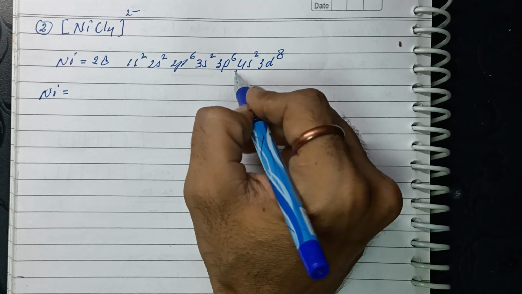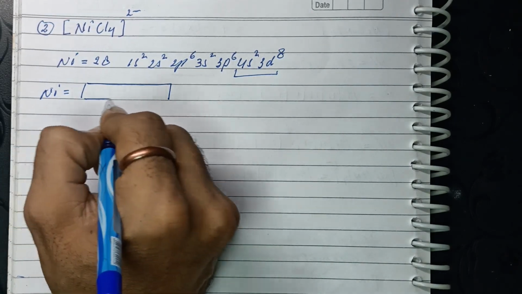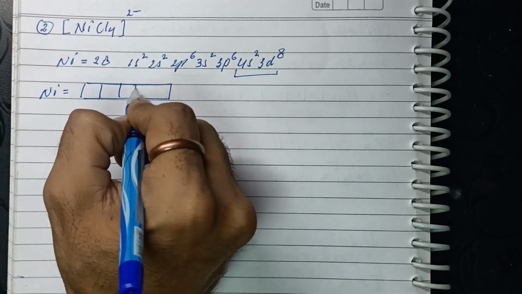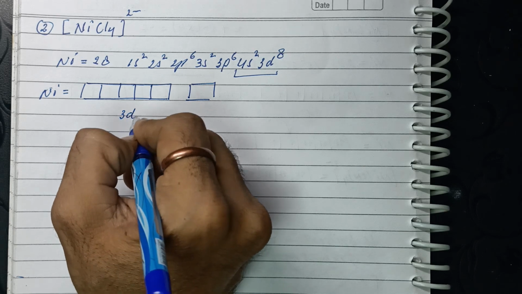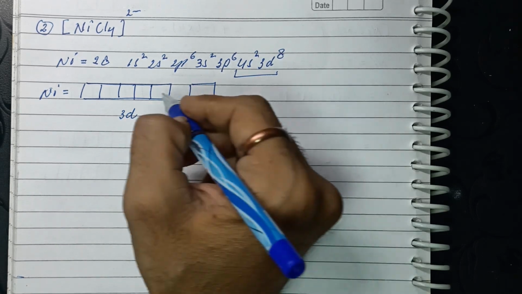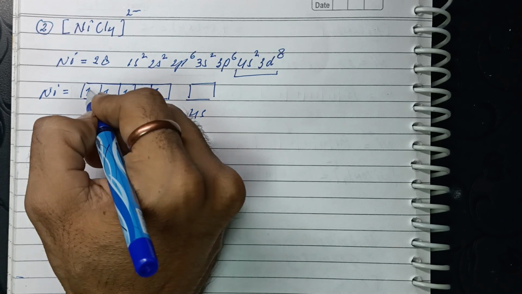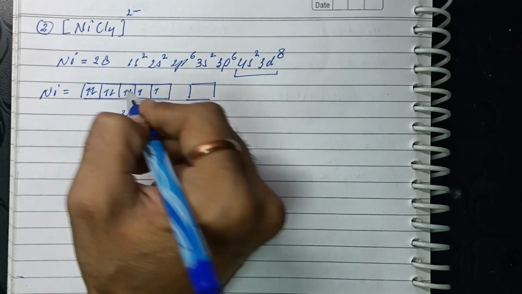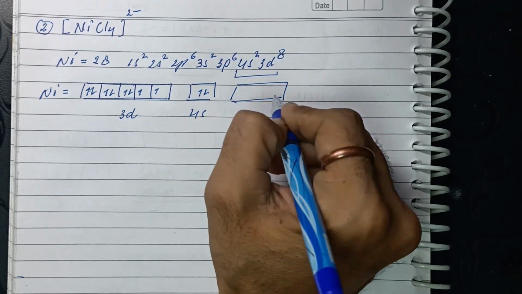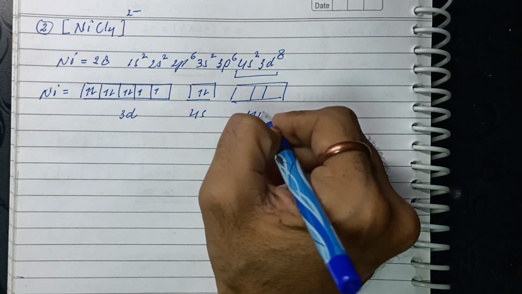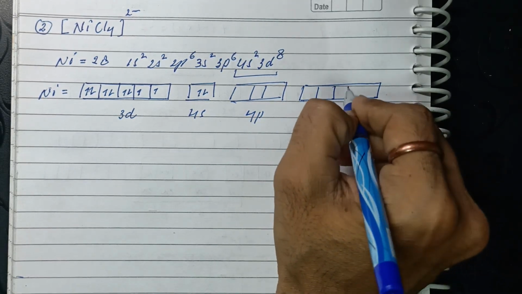Nickel, valence shell. First we will make the third shell, then the fourth shell, because the fourth shell is the valence shell. This is 3d, this is 4s. In 3d there are 1, 2, 3, 4, 5, 6, 7, 8 electrons. In 4s there are 2 electrons. This is 4p and 4d. They are unoccupied.